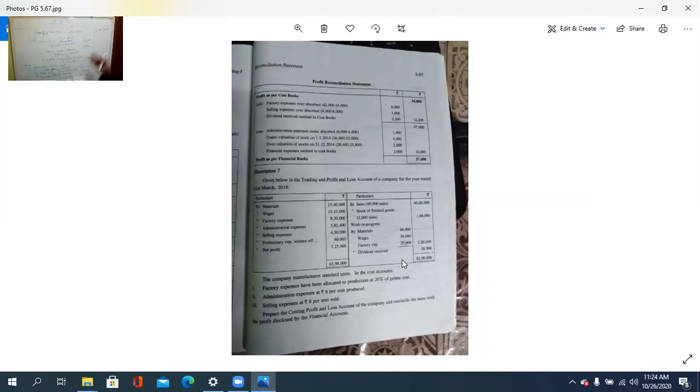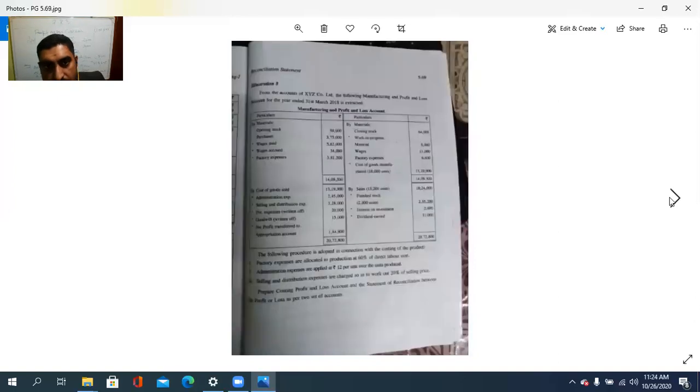Profit as per cost books we are taking, and we are reaching till what? Add some items and deduct some items, we are reaching profit as per financial books. If we are taking the profit as per financial books, this 325,600 if we are taking here, then these items are added and these items are deducted in order to reach what? 340,645, the profit as per cost books. ഇതാണ് ഓർക്കേണ്ട ഒരു കേസ്. Okay, then we will go to the next portion.